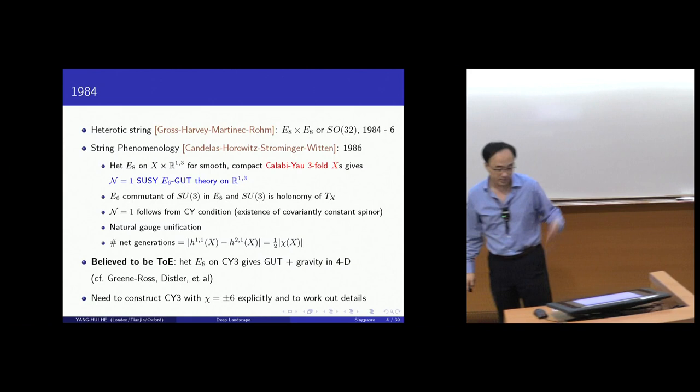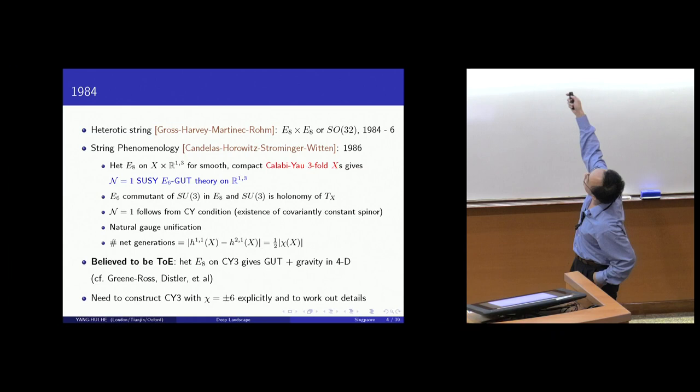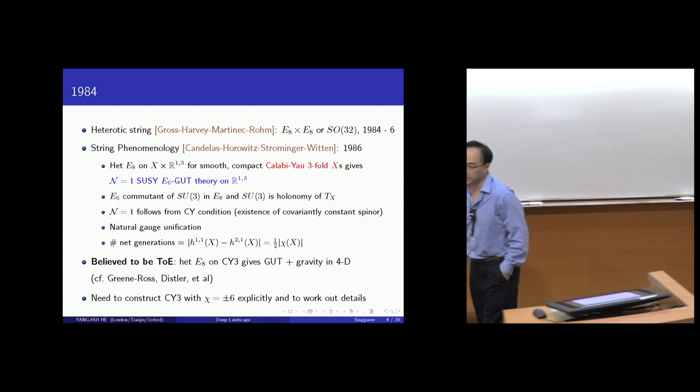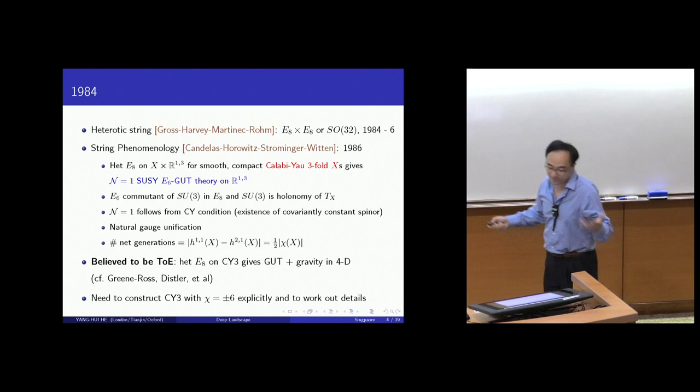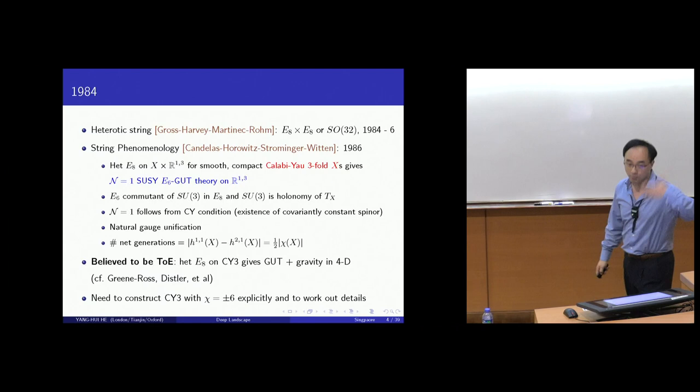It was realized in this paper, which really started this whole subject, that if you take E8 and you take the SU(3) structure, which comes for free from the tangent bundle on a Calabi-Yau threefold, the commutant is E6. This naturally gave an N=1 supersymmetric E6 GUT theory in 4 dimensions, from which you can then get the standard model. That's the basic setup of this paper.